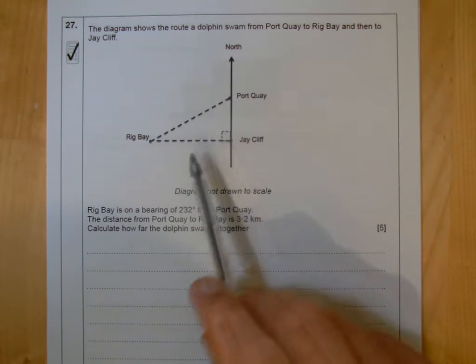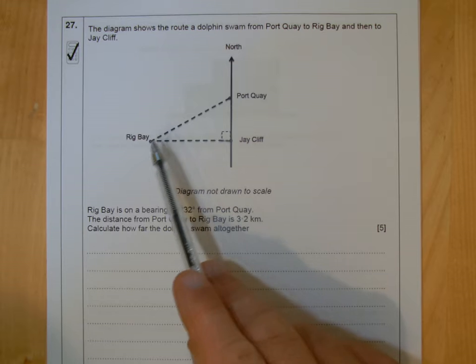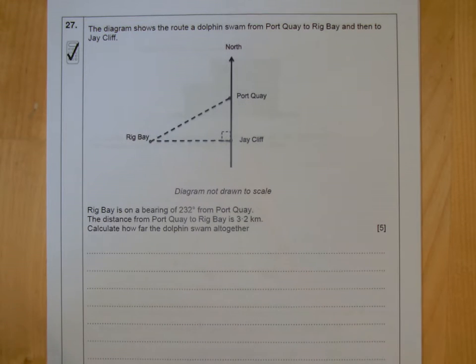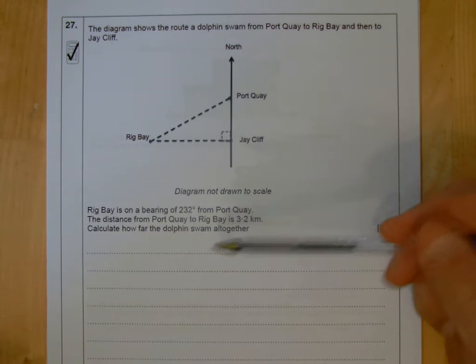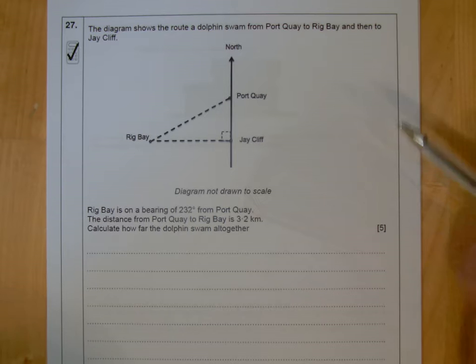Okay, so this diagram here shows the route that the dolphin swam. It went from Port Key to Rig Bay and then to J Cliff. The broken line here represents its path, okay? Now they've given, haven't they, the bearing of Rig Bay from Port Key.